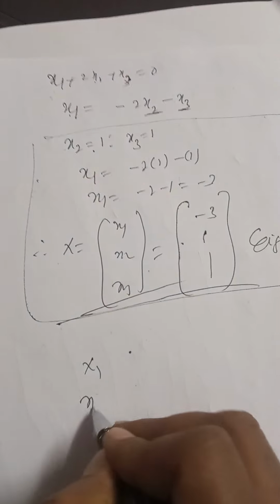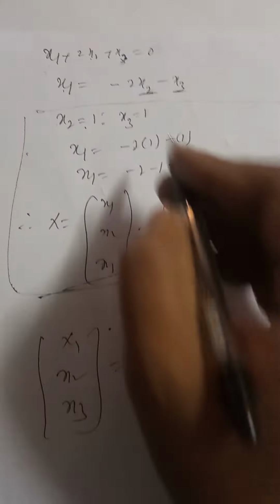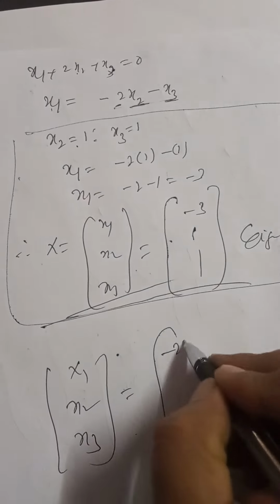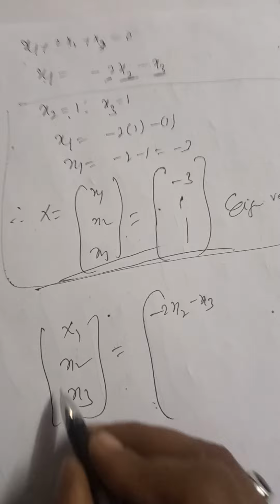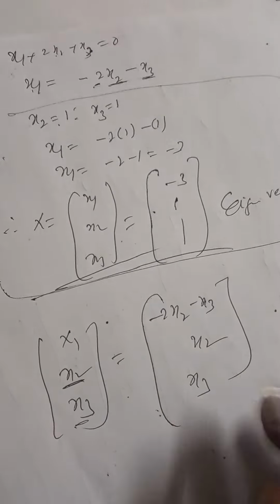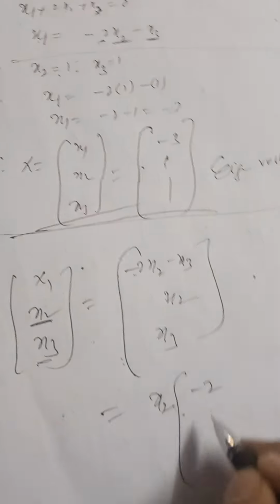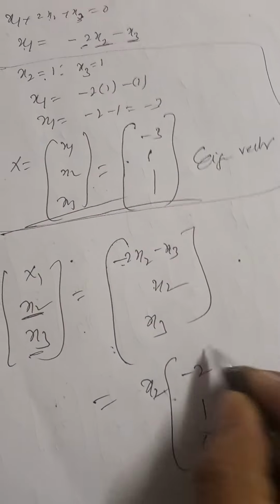Another procedure is to directly write x1, x2, x3. You remember this one. Now what is x1 here? Minus 2x2 minus x3. x2 we don't know, x2 is x2, x3 is x3. Now split this one. Here you can take x2 common, no? Please concentrate. x2 common. What am I getting here? Minus 2. In the next one, 1. In the next one, there is no x2, so 0.